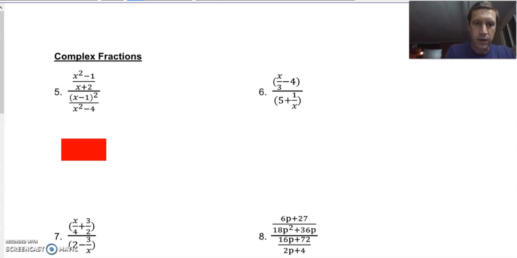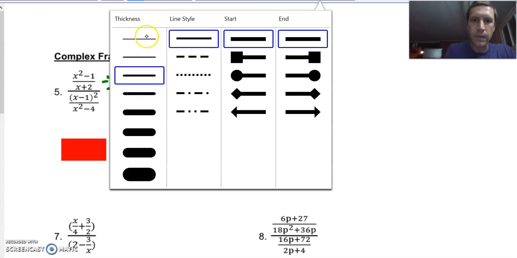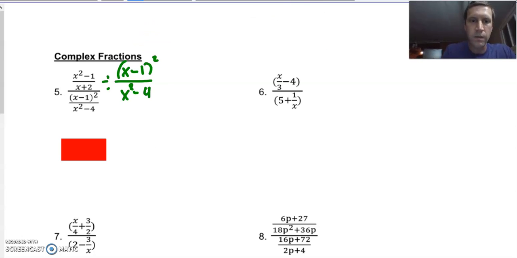So in a nutshell, if we look at number 5 here, it's one fraction divided by another. We basically did these on the first day of this stuff a couple days ago. It's x squared minus 1 over x plus 2 divided by x minus 1 squared over x squared minus 4. It's just written as a fraction over a fraction, which is a complex fraction. Really, it's the first fraction divided by x minus 1 squared over x squared minus 4. That fraction bar means divided by. So how do we handle these? Instead of dividing by that fraction, we want to multiply by the reciprocal.